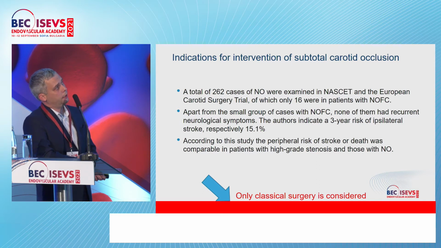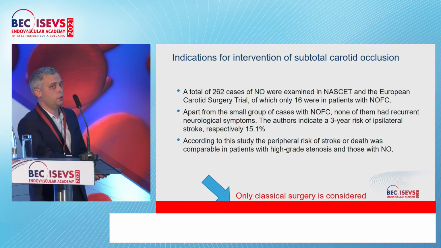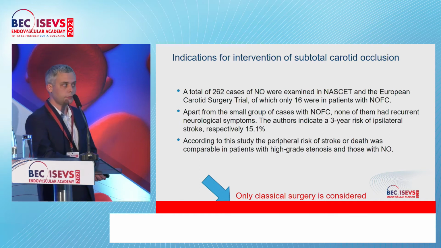Returning back to the NASCET and ECST trials, it is very important to point out that a very small number of the patients in these trials had near occlusions. Only 264 cases of near occlusions were included in these trials, and only 16 of the patients had a real near occlusion with full collapse of the distal internal carotid artery. Actually, these trials didn't prove any benefit from endarterectomy for the patient with near occlusion, but the data is insufficient for statistical analysis.